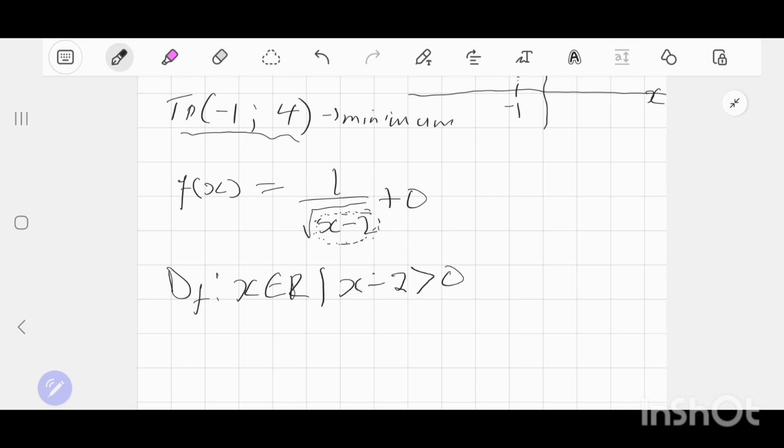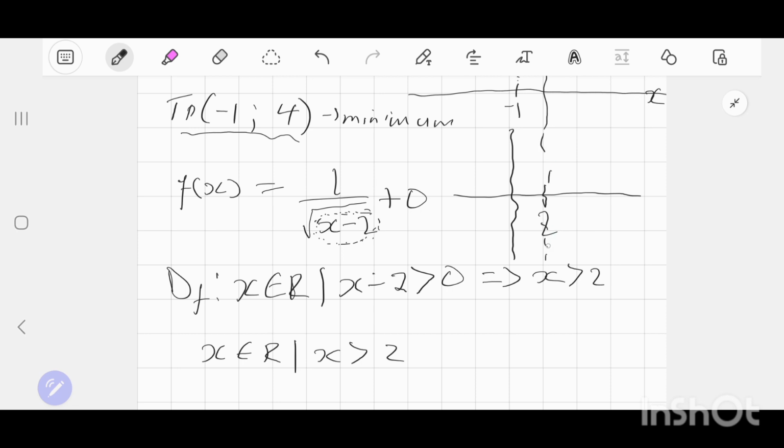Are you with me? So when you solve this, your x must be greater than 2. So your domain will be written this way: x is an element of real numbers such that x is greater than 2, in order for this equation to make sense. I hope we're good, people. So our function will only exist from just after 2, moving in this direction along the x-axis. It won't exist here. So let's move on.